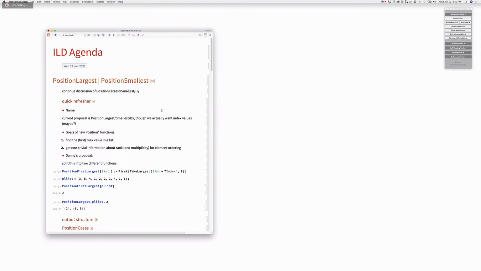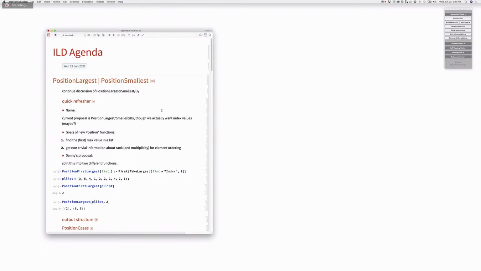Okay, so position largest tells you simply the position, with varying degrees of braces and so on. Right. The position of the largest element, or the position of the largest element by something in a list. Right. And there was a lot of controversy over the nesting of the braces, in part because position would seem to imply a position spec.